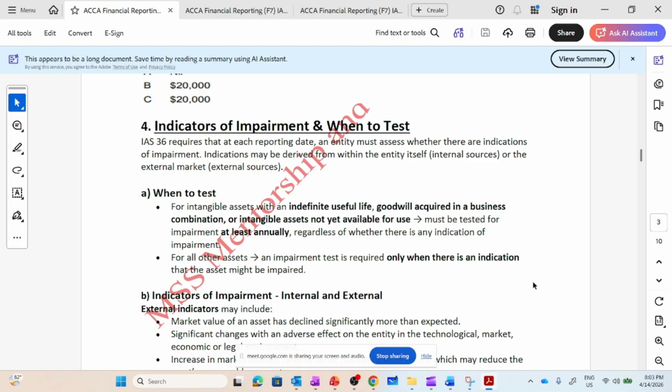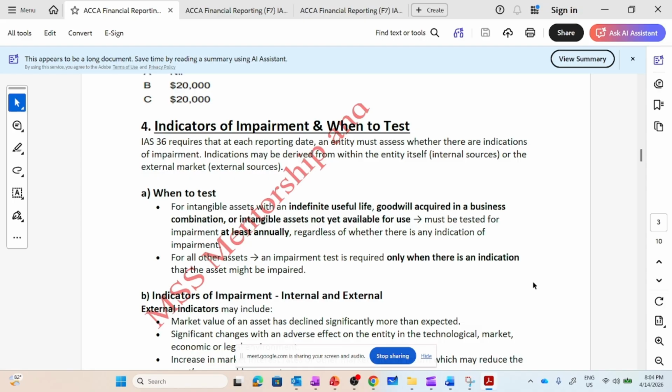According to IAS 36, for certain types of assets at each reporting date, we need to do some impairment assessment to confirm whether the asset value has significantly declined, has significantly reduced as compared to the carrying value. We need to test on an annual basis. We need to do a general assessment on the value of our assets. As a result, we have the internal source of impairment indicator and we have the external.